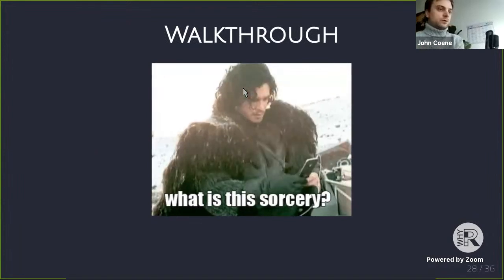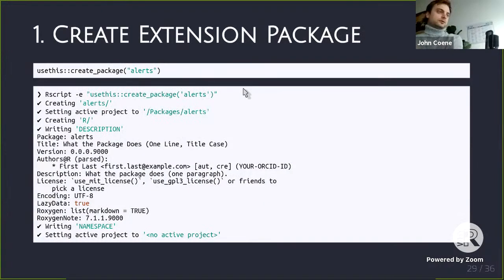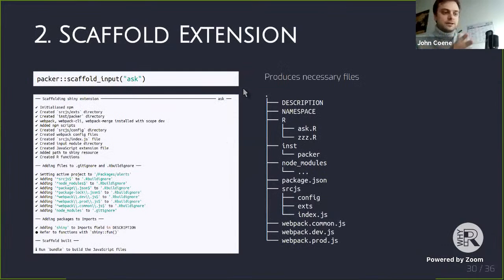So how does it work? Just a quick example. You create a package. Use RStudio, IDE, whatever, it'll work too. And then you scaffold. Here in this example, I have what I call an extension. We'll see what it is. It's essentially the bidirectional communication between the front end and the server in Shiny. So you run the scaffold and you can see in the messages printed in the console that it does quite a bit for you.